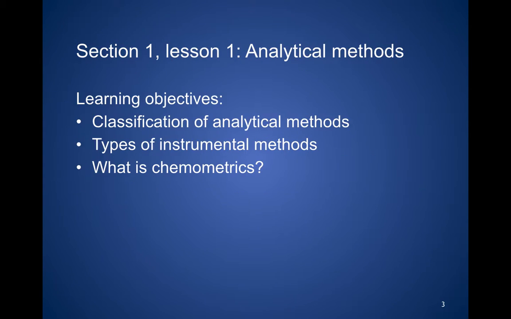Okay, so let's go first to section 1, lesson 1, the analytical methods. What are the learning objectives of this? We would want to know the different classification of analytical methods, and also the different types of instrumental techniques. And we would want to have some background also in chemometrics. What is really chemometrics? As the name implies, chem is simply chemistry, and metrics is simply measurement. In other words, it is measurement in chemistry.